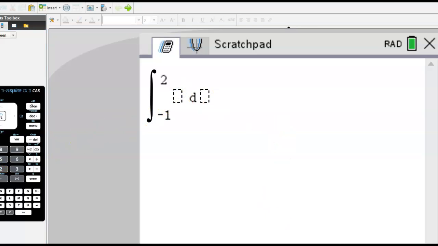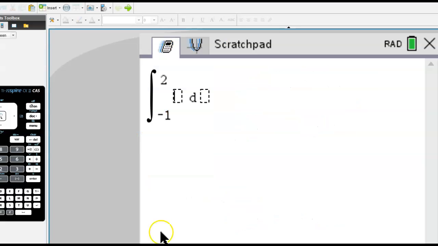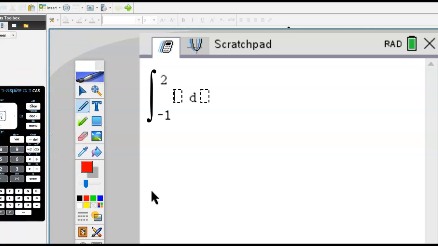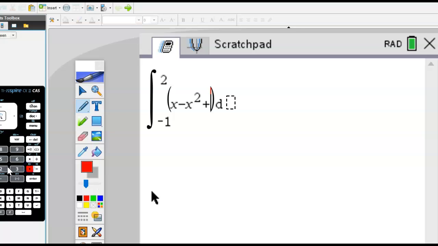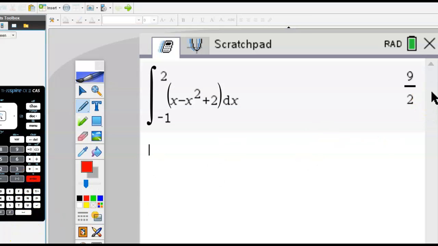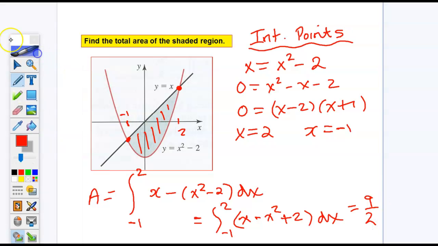And my integrand was x minus x squared plus 2. So x minus x squared plus 2. And I must tell the calculator I'm integrating it with respect to variable x. And then I just hit enter, and it is 9 over 2. So my area trapped between these two curves is going to equal 9 over 2.